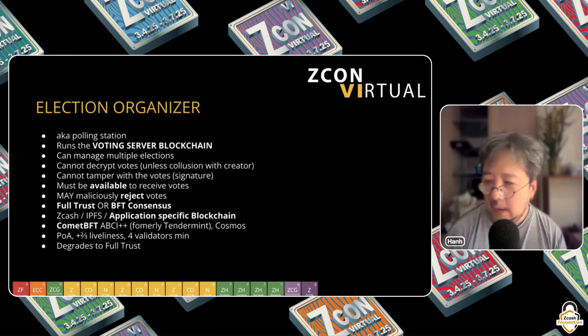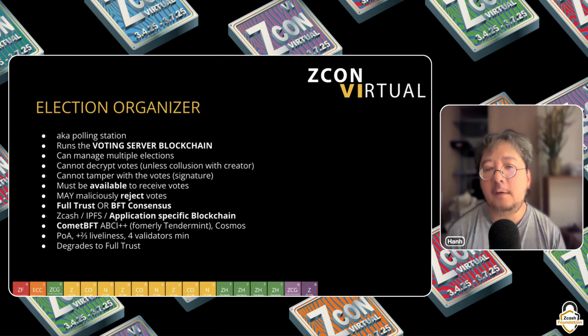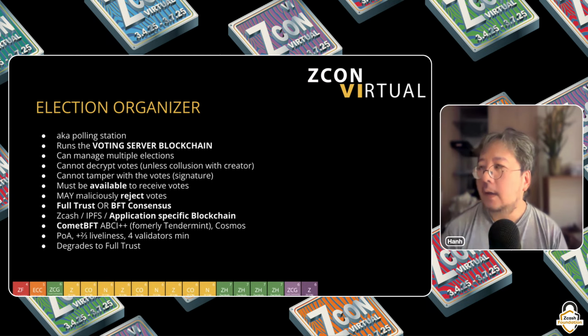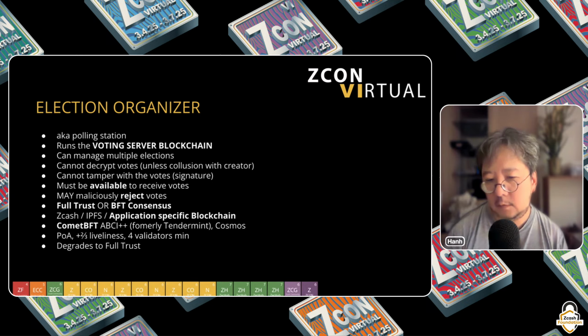So they are not able to create new votes, but with a single server, there's a chance that if this entity is dishonest and in collusion with the creator, and the creator wants to have a particular outcome, it's possible that they see that some votes are not to their liking, and they decide to just not add them to their box of ballots. Right? So in order to eliminate that risk, I'm talking about here that they may maliciously reject votes.